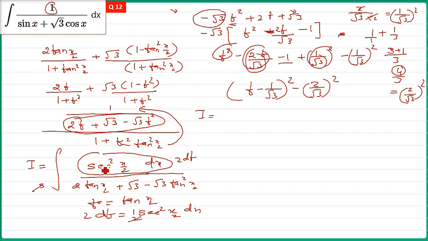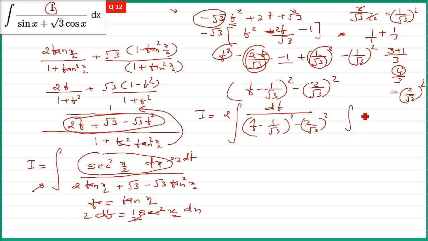So the integration will become like this. The numerator, I already told you, can be replaced by 2 dt. 2 I am taking outside. dt divided by t minus 1 by root 3 whole square minus 2 by root 3 whole square. So now we have the formula for integration of 1 by x square minus a square in the denominator. You already know the formula, but let me write it again just to refresh your memory. dx by x square minus a square will be 1 by 2a log of x minus a divided by x plus a in the modulus sign. Log is basically log to the base e. You can always write it as ln.